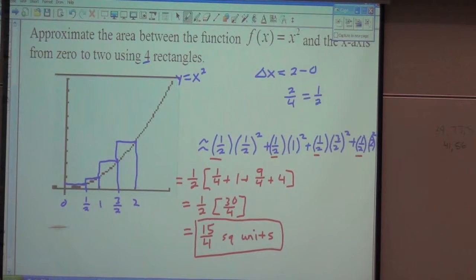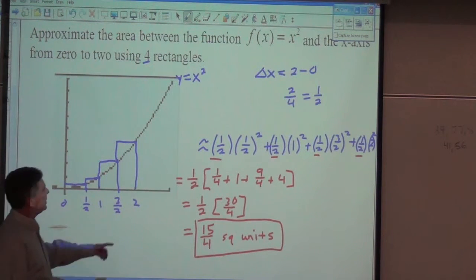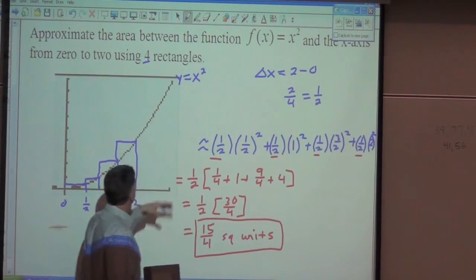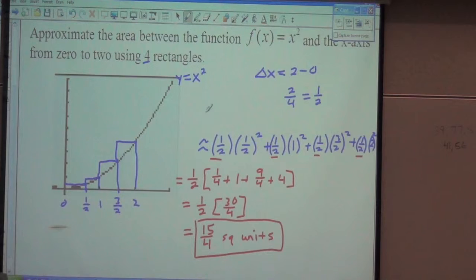Why do we have what? Like here? Here, here, and here. Because the area of a rectangle is its length times its width.